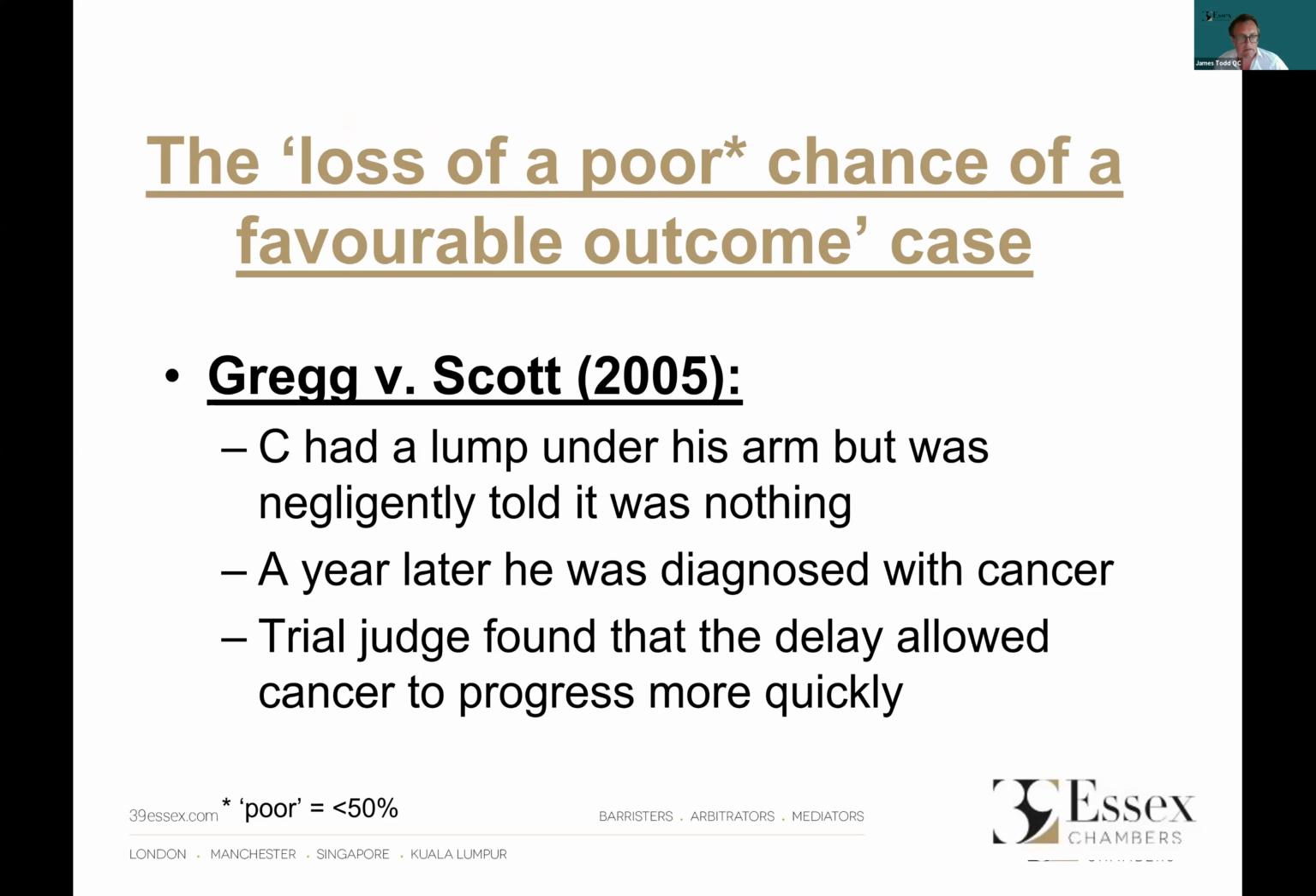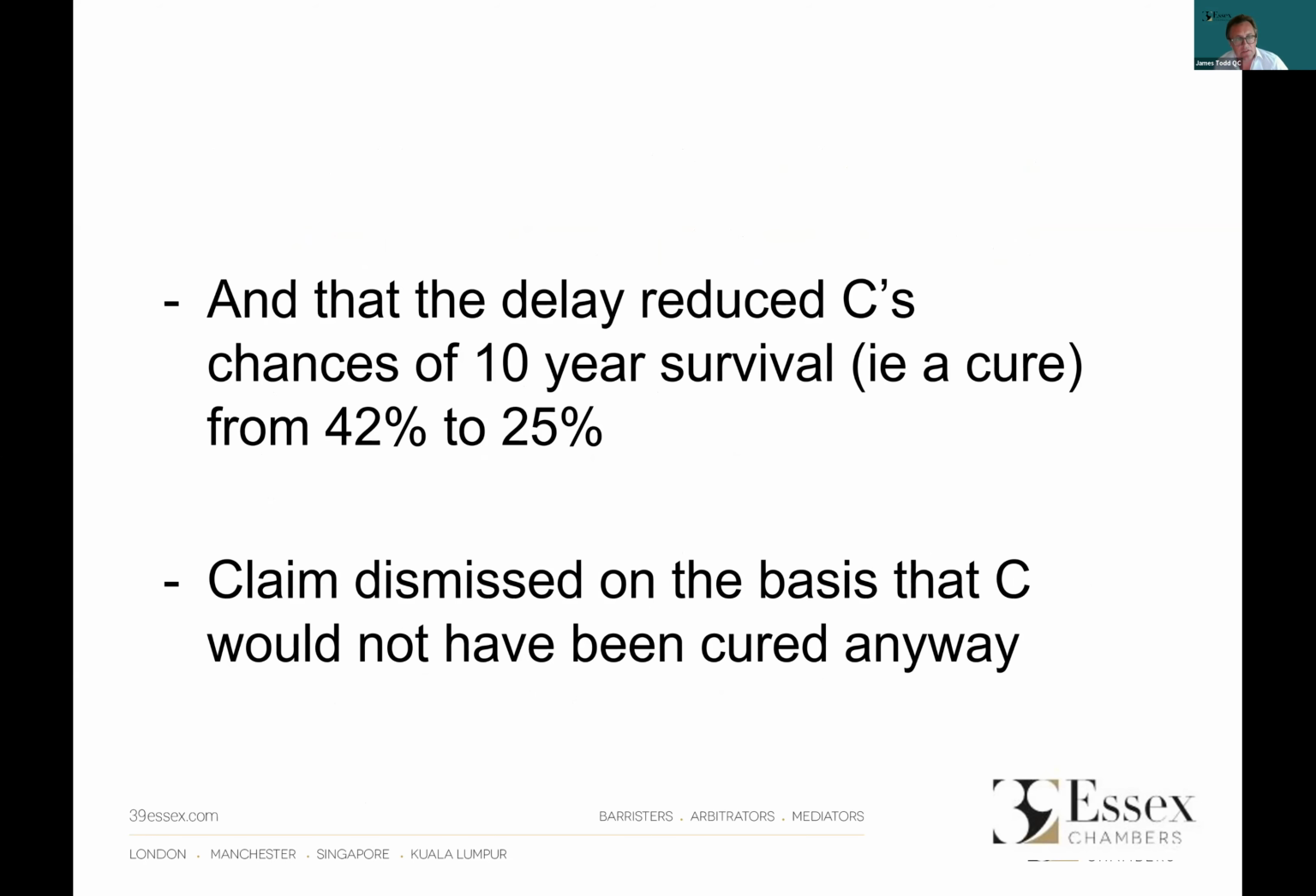A year later, the lump was still there. He went back and he was diagnosed with cancer. The trial judge found that the delay allowed the cancer to progress more quickly. And the evidence showed that the delay reduced the claimant's chances of 10-year survival, which in this cancer case meant the same or was equivalent to a cure, from 42% if there'd been no negligence and there'd been immediate treatment, to 25% in the event that transpired.